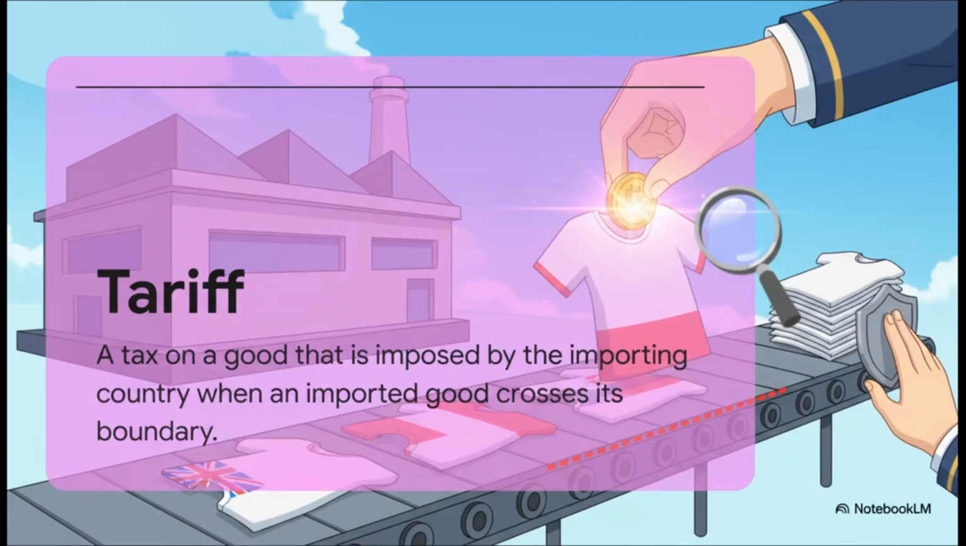And the number one tool for building that wall? It's called a tariff. A tariff is really just a fancy word for a tax. It's a tax that the government puts on an imported good right when it crosses the border. And the goal is super simple. Make the foreign stuff more expensive so the homemade stuff looks more attractive.